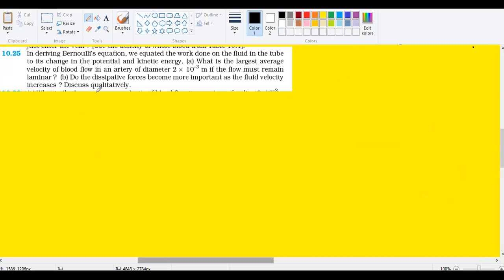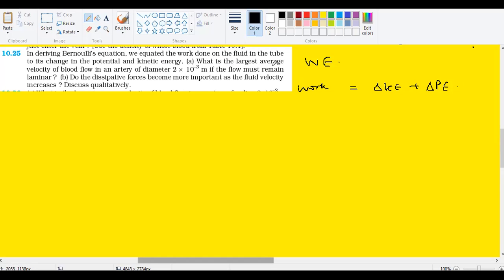In deriving Bernoulli's equation, we equated the work done on the fluid in the tube to its change in potential and kinetic energy. Remember, we used the work-energy theorem, right? On this side, we did the work done. Then on the other side, we did the change in the energy, which is your delta kinetic energy and delta potential energy. This is what I call the work-energy theorem method, which is given in your textbook. What I gave in the handbook is the law of conservation of energy. Of course, both methods are given in the handbook.